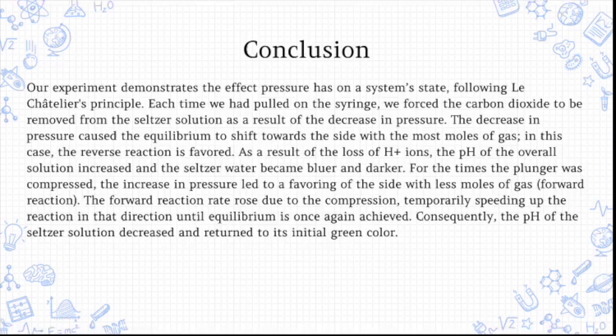For the times the plunger was compressed, the increase in pressure led to favoring of the side with fewer moles of gas, the forward reaction. The forward reaction rate rose due to the compression, temporarily speeding up the reaction in that direction until equilibrium is once again achieved. Consequently, the pH of the seltzer solution decreased and returned to its initial green color.